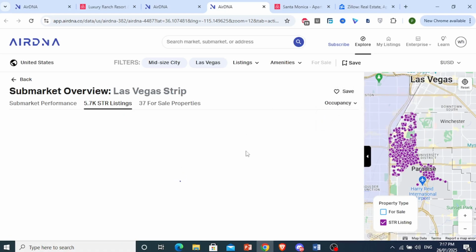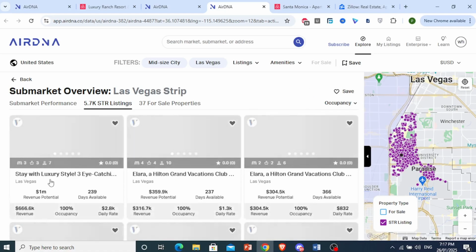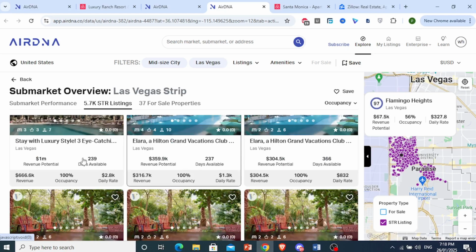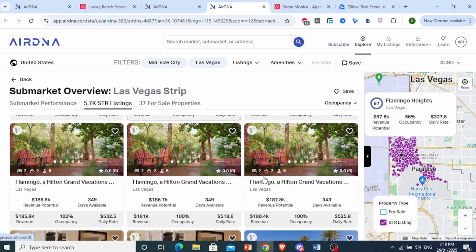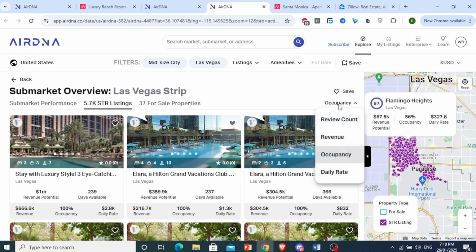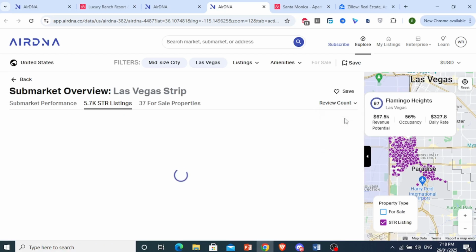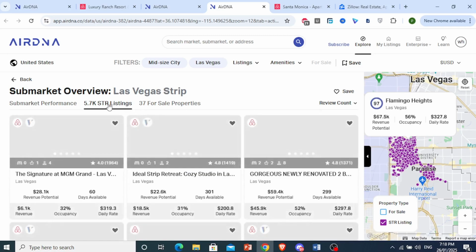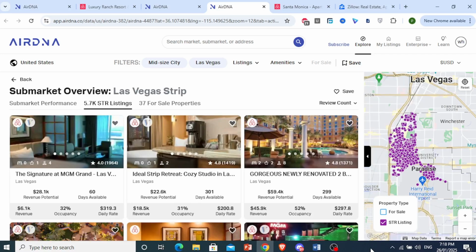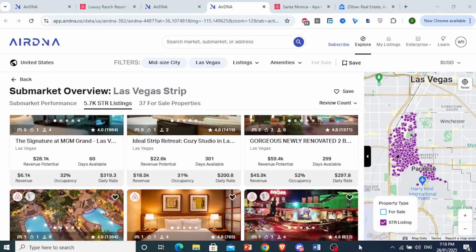If I change it by occupancy right here, you'll be able to see which properties tend to be occupied the most. So these ones are occupied the most, but these are a little bit newer, on the newer side, which you don't want to base it on. Okay, let's go look at review count. So we're going to look at properties that have a lot of reviews. That means they have been there for a while. Okay, we want to base it on those kind of criteria.